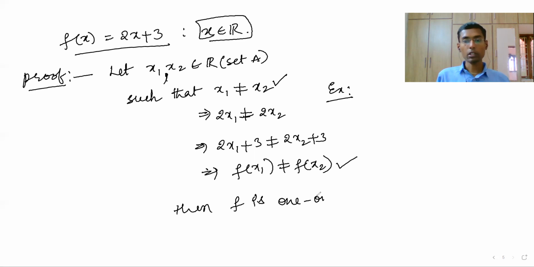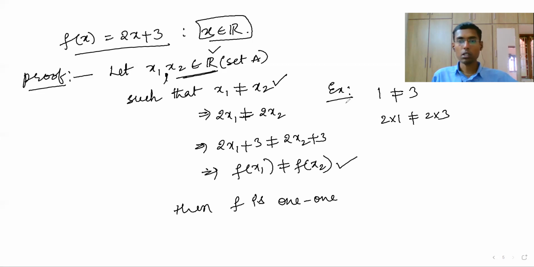You conclude like this because x1, x2 are any two you take. For example, 1 is not equal to 3, and 2 into 1 is also not equal to 2 into 3. In the place of x1, x2, you can put any two real numbers. If I give only 1 and 3 as an example, it is true only for 1, 3. If I write it like this, it is true for all real numbers. Have you got the point? Yes, I got the point.